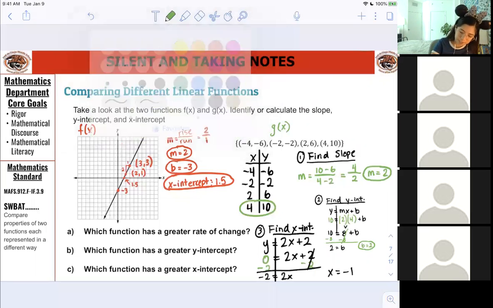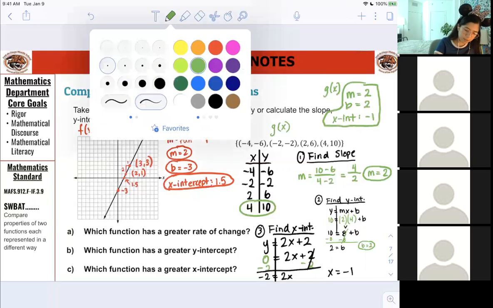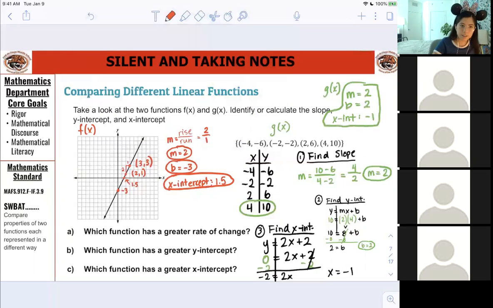So now let me summarize everything we got. For the table, for g of x, m was 2, b was 2, and the x-intercept was -1. So now I have all my information for g of x, and I have all my information for f of x, which was the red one. Way back, we did that like 3 years ago at this point. So f of x is red. All right, let's compare everything. Which one has the greater rate of change?